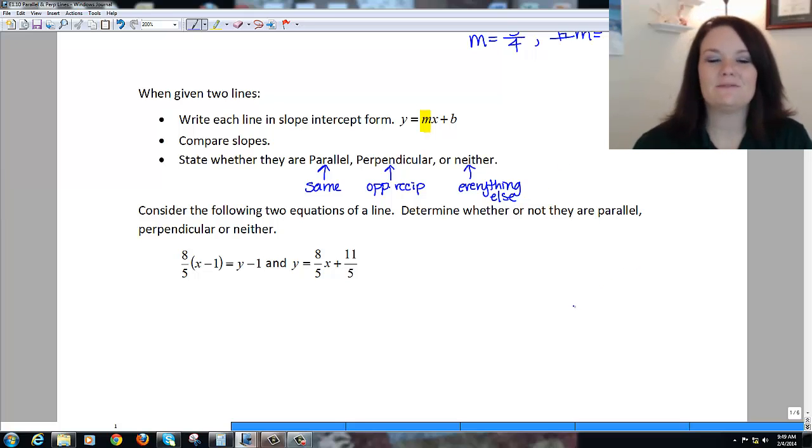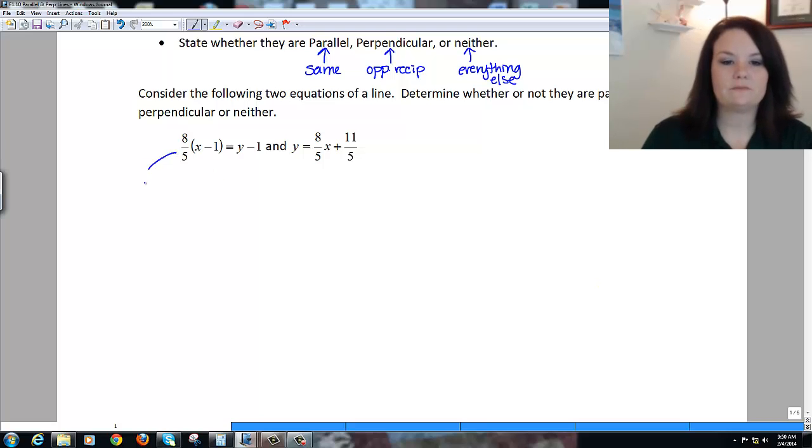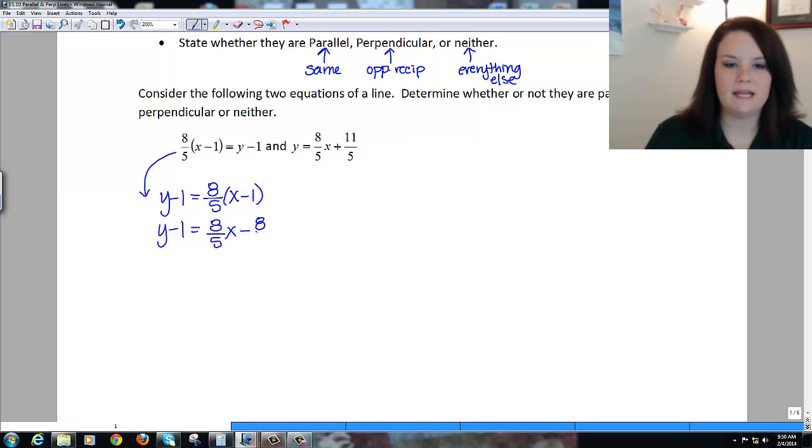Okay, so let's look at this first one. This first one, we're determining if they're parallel, perpendicular, or neither. So I want to get them into slope-intercept form by solving them for y. So this first one, I'm going to go ahead and write down here. And notice my y is on this side. So I'm going to flip this equation when I rewrite it, because I like my y to be on the left-hand side. So I have y minus 1 is equal to 8/5 times the quantity x minus 1. So I'm going to go ahead and work this out. If I distribute the 8/5, I get y minus 1 is equal to 8/5 x minus 8/5.